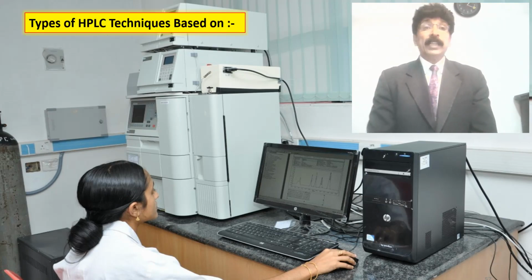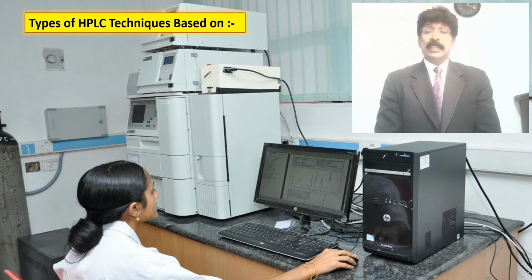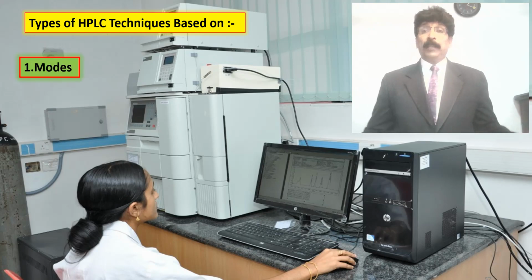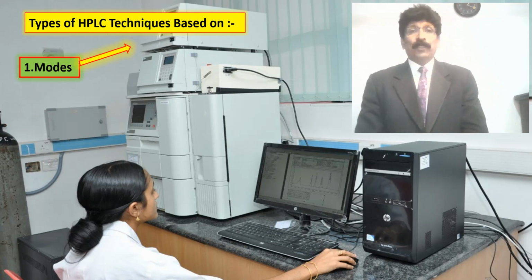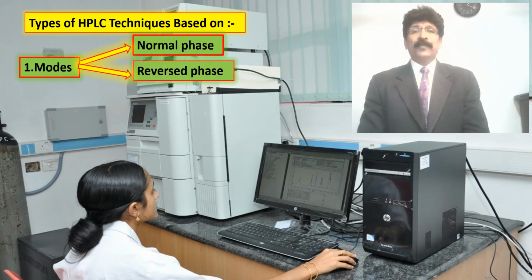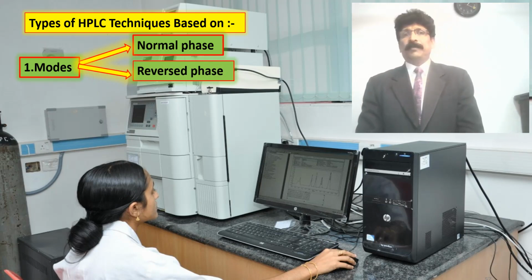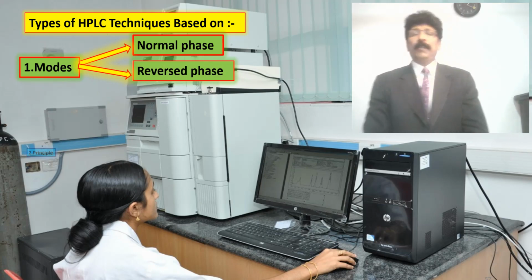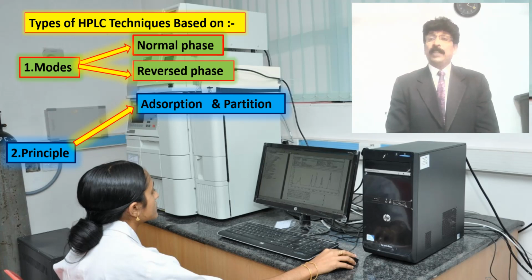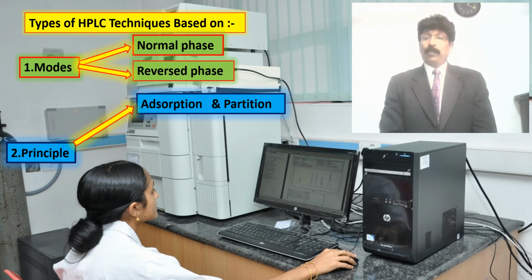You can see the types of HPLC technique based on the category; there are many types. In mode also, first you should know mode, normal phase chromatography and reverse phase chromatography. By mode itself it can be divided into two. By principle, you know very well, we have seen this adsorption and partition. This is a liquid chromatography, so it should work in partition, but adsorption also supports if a solid can be packed in the column.